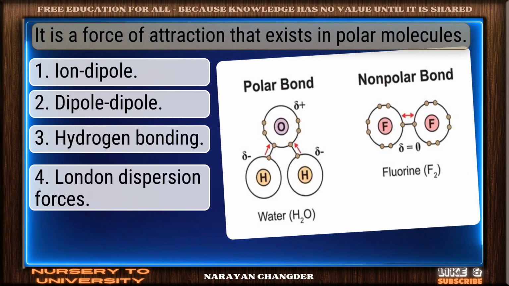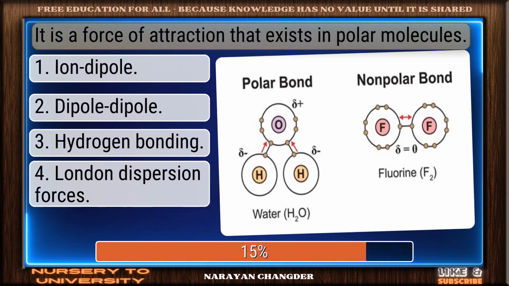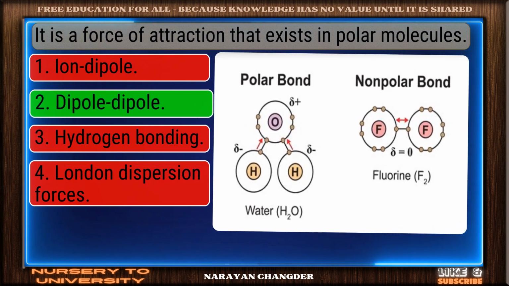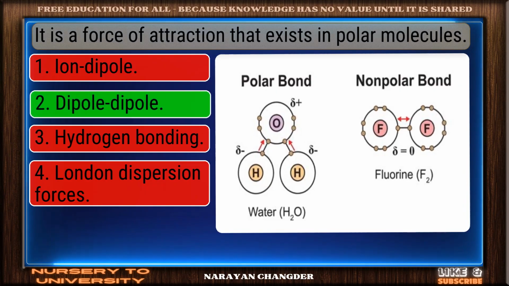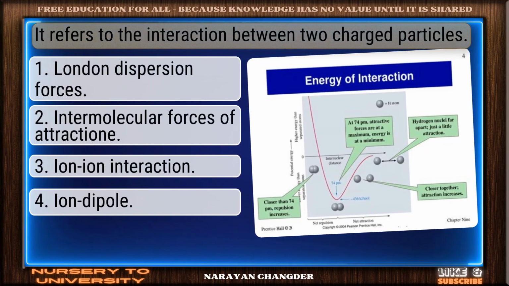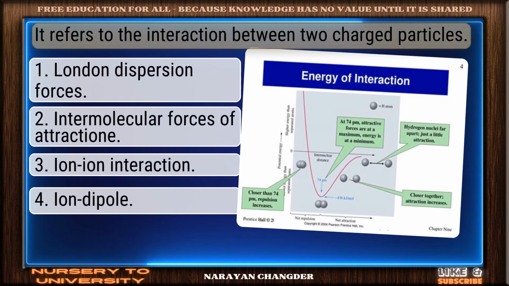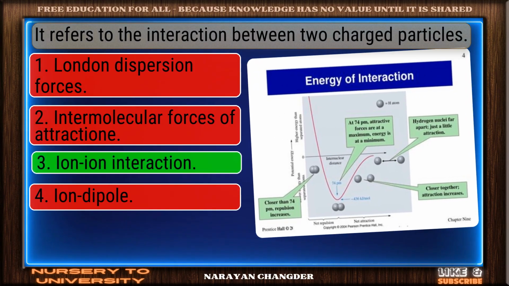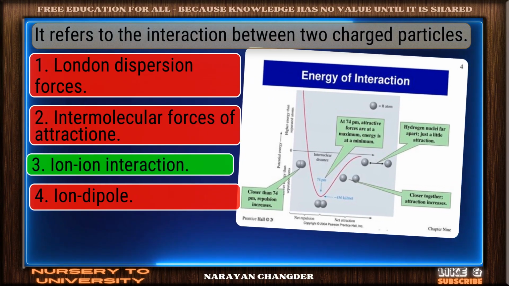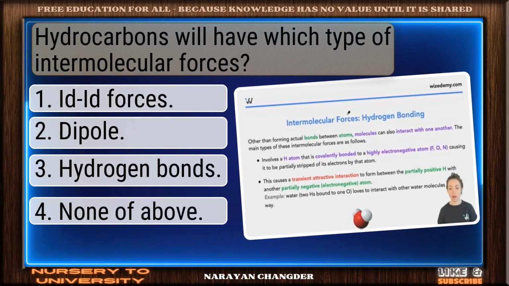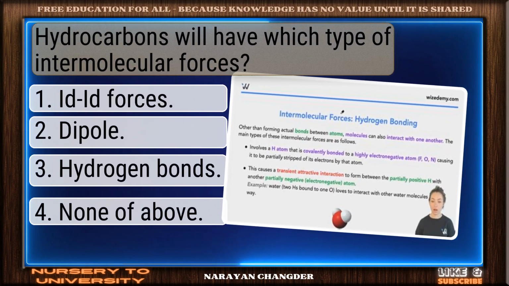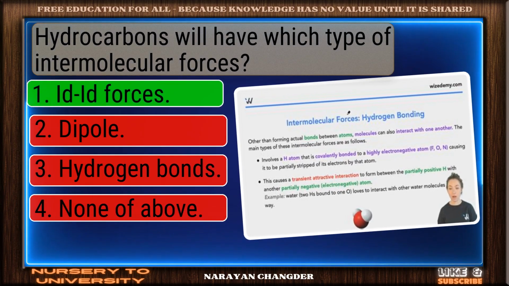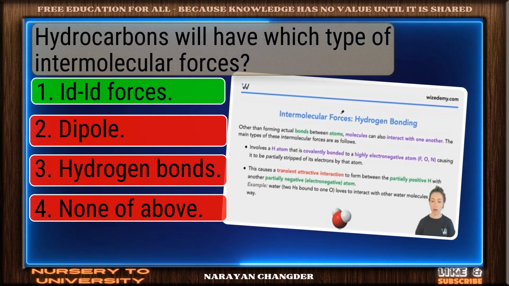It is a force of attraction that exists in polar molecules. You got it. Your choice, dipole-dipole, is right. It refers to the interaction between two charged particles. Well picked. Ion-ion interaction is the correct answer. Hydrocarbons will have which type of intermolecular forces? Excellent. Dispersion forces is a brilliant choice.